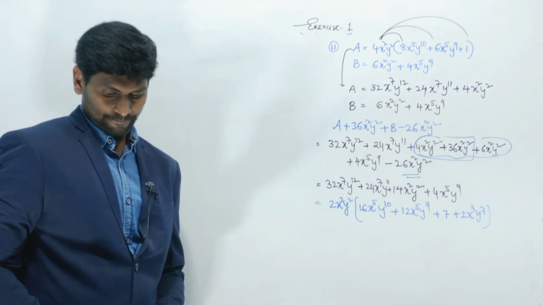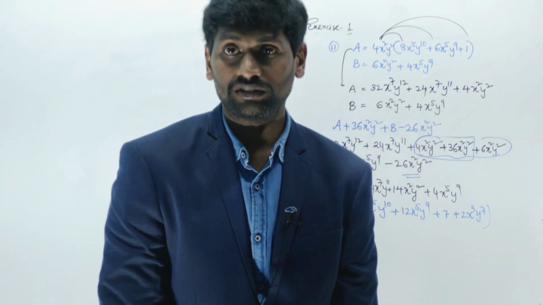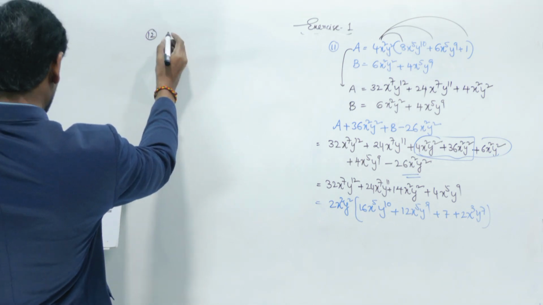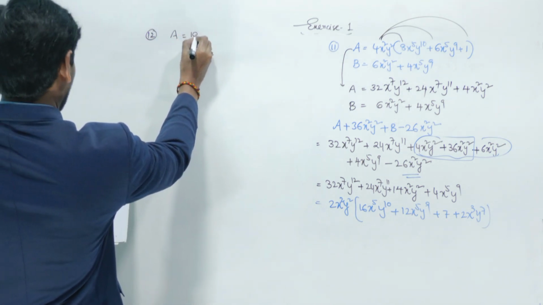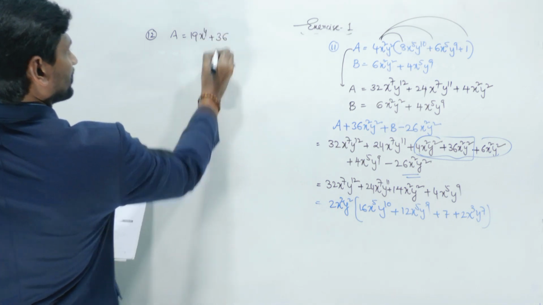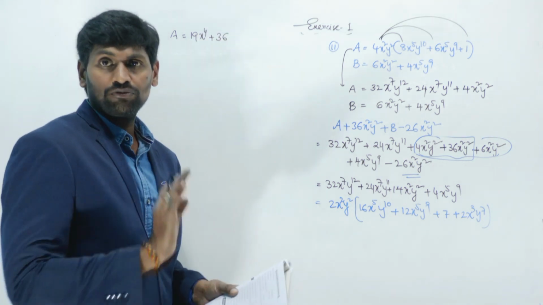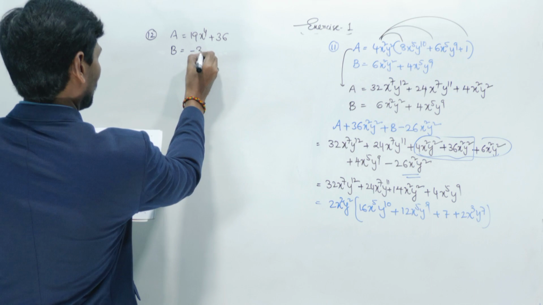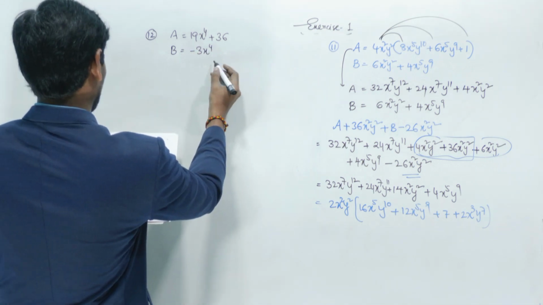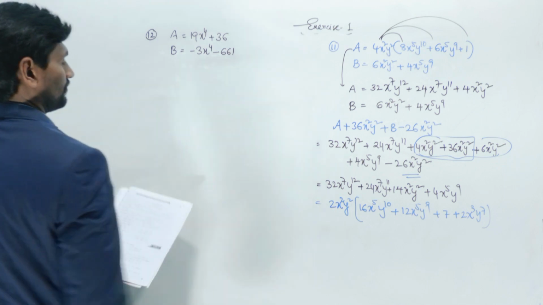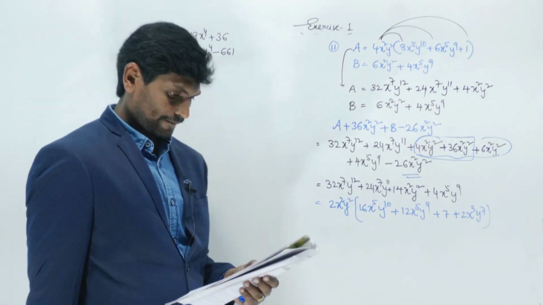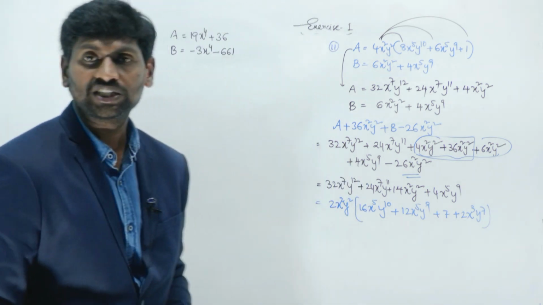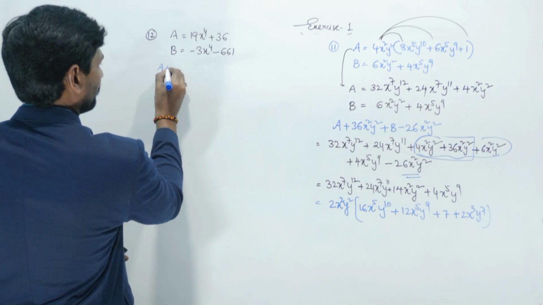Please note that. Let us go to problem number 12. The 12th problem: A value is 19x^4 + 36. A value given 19x^4 + 36. Next, B value: minus 3x^4 minus 661. Then we need to identify the factors of A plus B. First find the A plus B value.